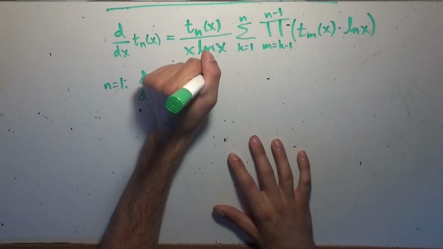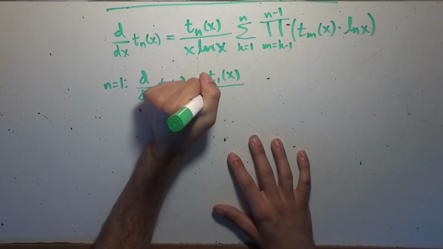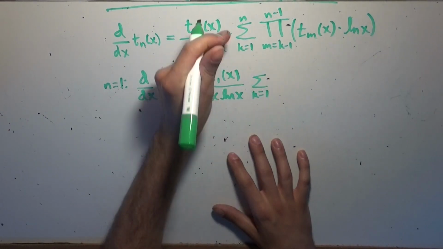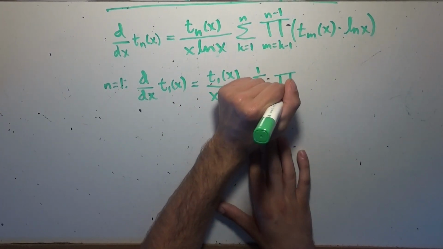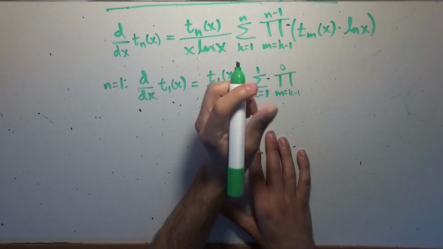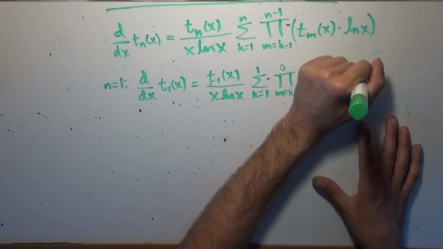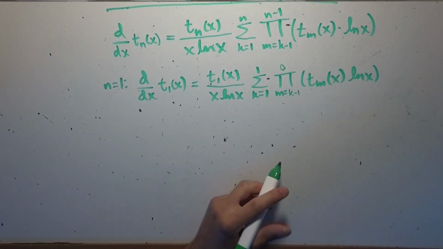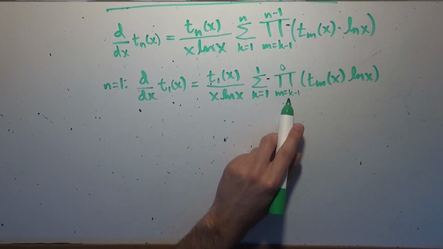So we should get the first tetration of x, there, because we just plug in 1 there, divided by x times log x times the sum from k equals 1 to 1, right, of the product from m equals k minus 1 to 1 minus 1, which is 0, of the nth tetration of x times log x. And we'll see that this actually does simplify. So let's see. We know that k is going from 1 to 1, so there's only going to be one term. So we can actually just plug k in here and evaluate the product.